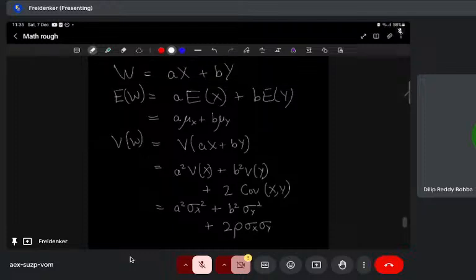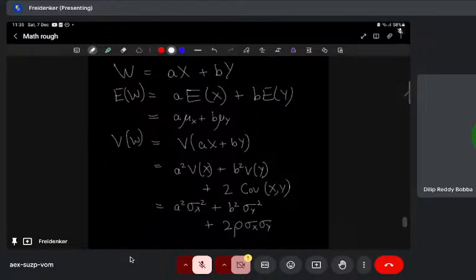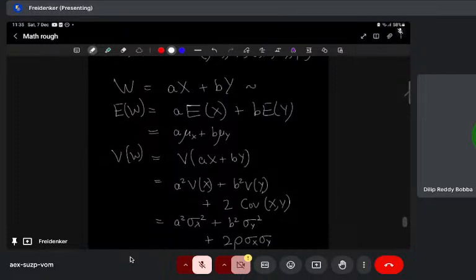So the theorem is telling us that this will follow a normal distribution, with mean whatever we got. We got some mean, right? And variance whatever we got. That's it. So it is a theorem.